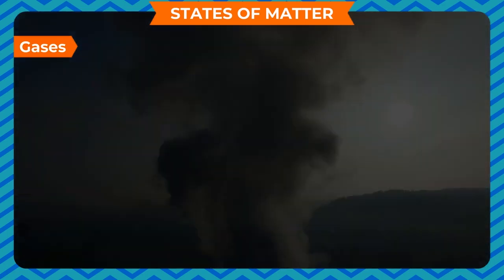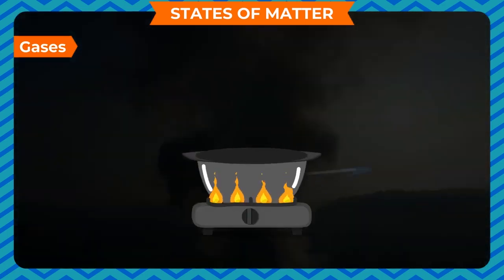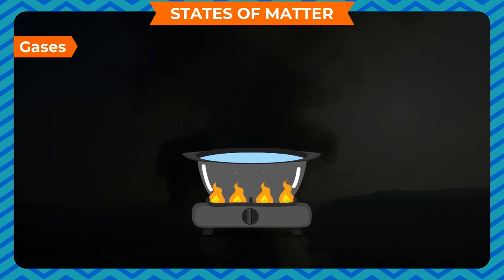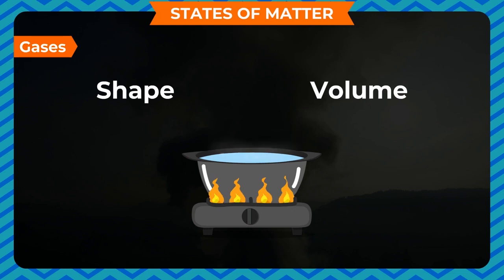Gases. Take some water in a pot and heat it. After some time, you will see the steam over the pot. Steam is a gas and it flows out of the pot. It has no fixed shape or volume.